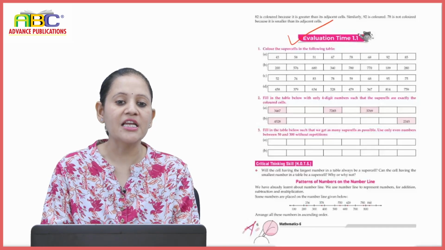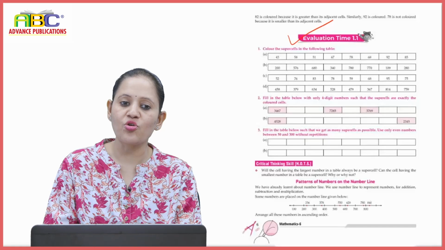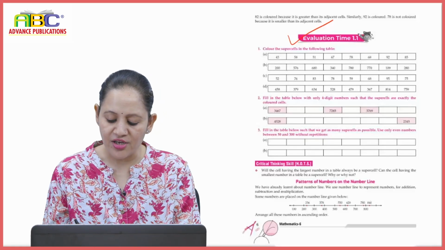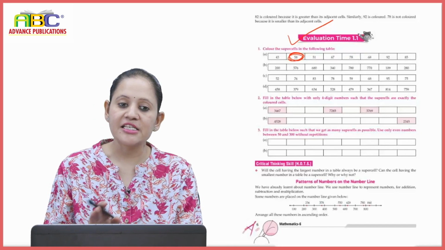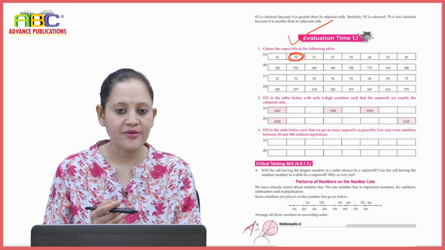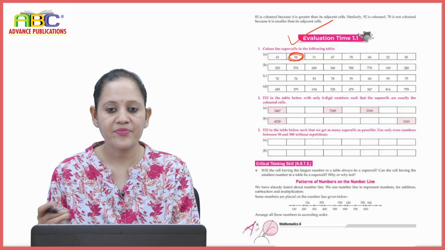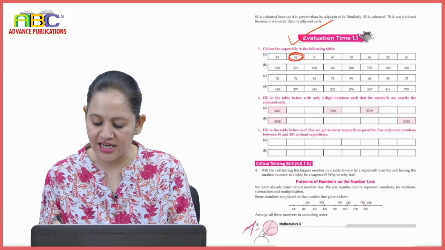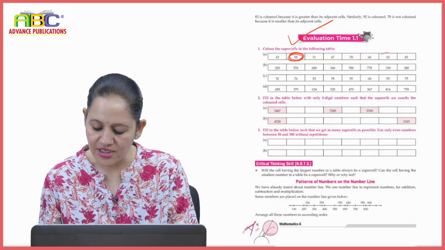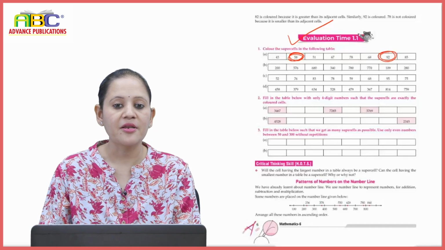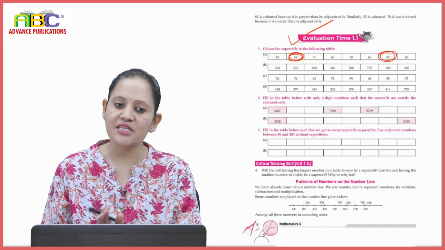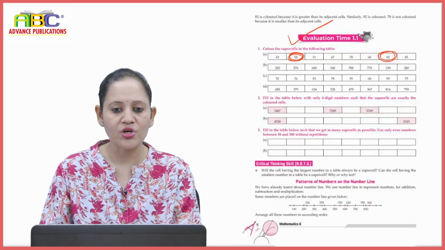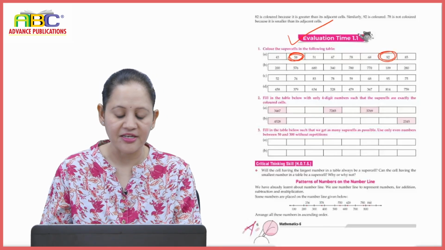Color the supercells in the following table. So here 52 is a supercell because it is greater than its adjacent cells. Similarly, if you see 92, it is also a supercell because it is greater than the numbers in its adjacent cells. In this way you have to color the supercell numbers.